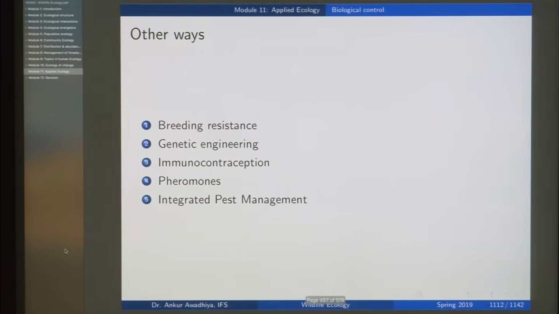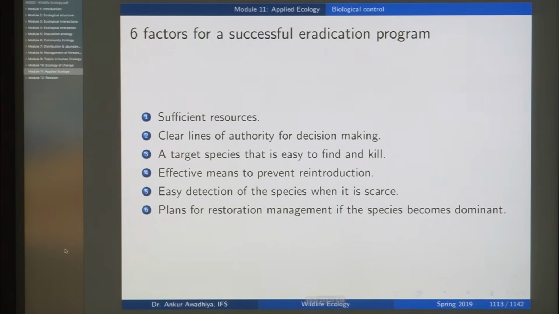Now the other ways are breeding resistance in your crops, genetic engineering, immunocontraception, pheromones, and integrated pest management. Now if you want to eradicate your pest completely, you need these 6 factors. You require to have sufficient amount of resources, both time, money, and manpower.